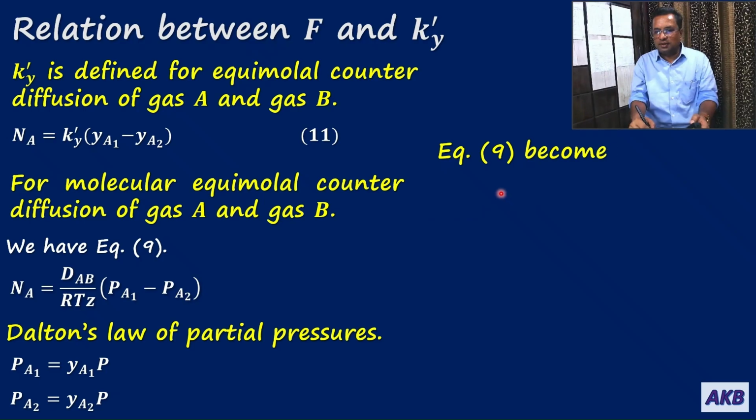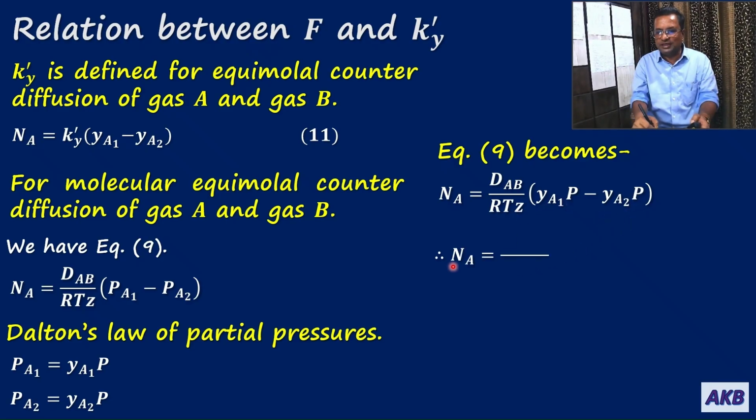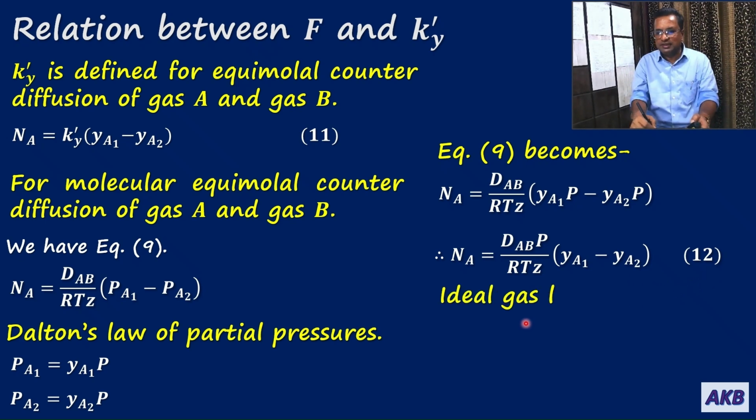So if we use this in equation 9, equation 9 will be Na is equal to dAB upon RTZ into Ya1 into P minus Ya2 into P. That is, Na is equal to dAB P upon RTZ into Ya1 minus Ya2, and now I am calling it equation 12. Now we need to replace P upon RT.